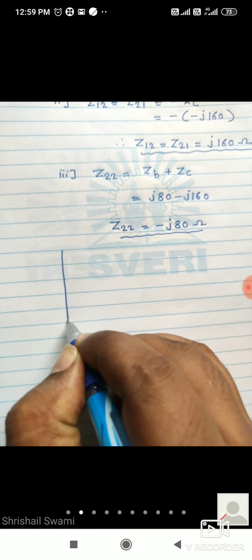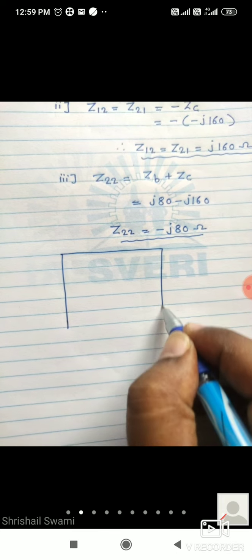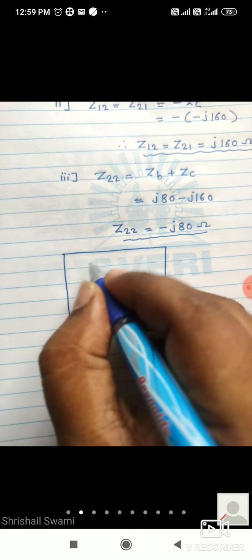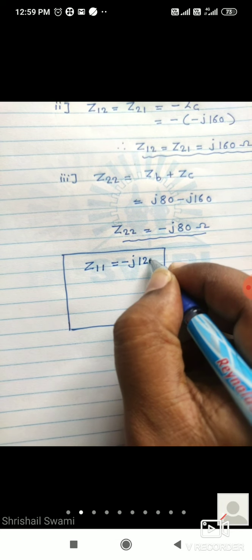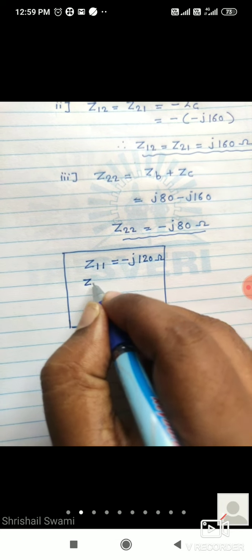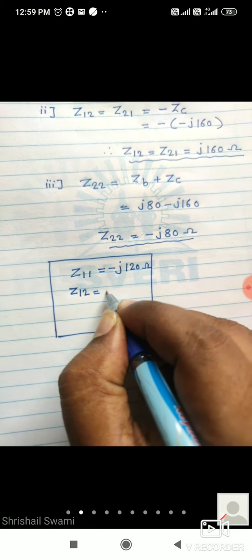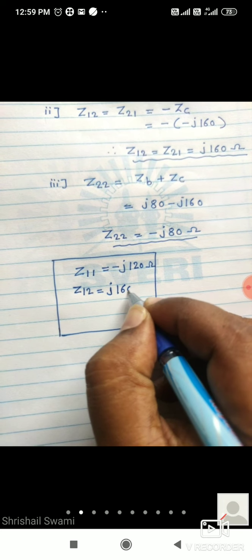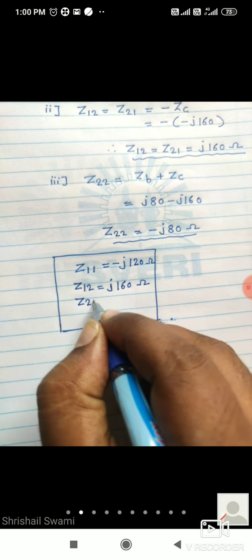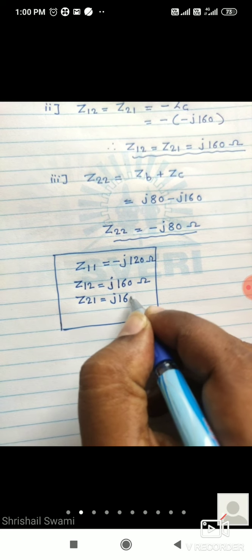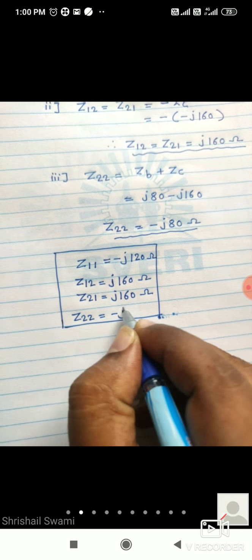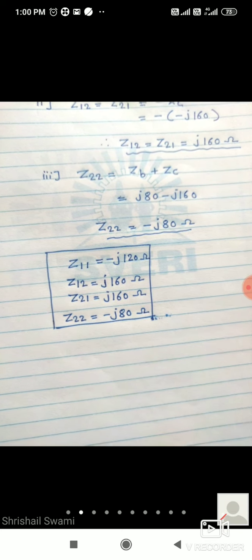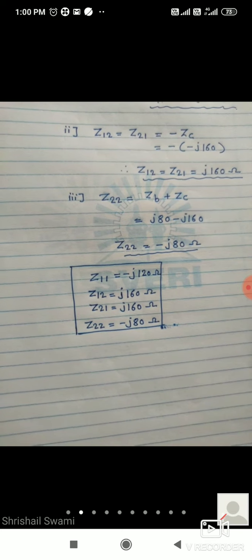So Z parameters you can combinedly write in a one box. So Z11 is equal to minus J120 ohm. Z12 is equal to J160 ohm. Z21 is equal to J160 ohm and Z22 is equal to minus J80 ohm. So these are called as what? Z parameters.